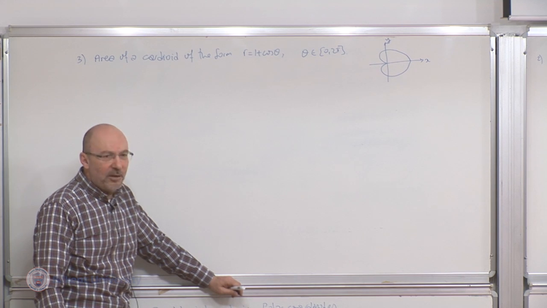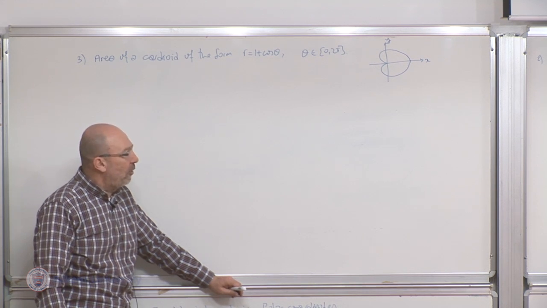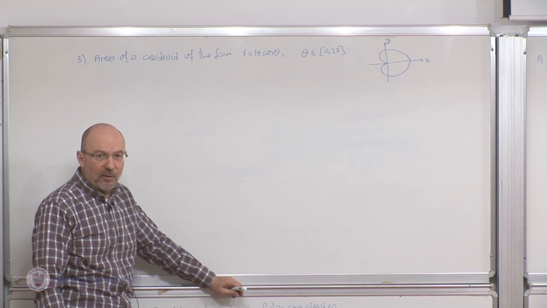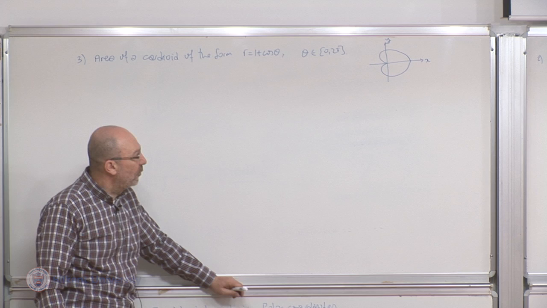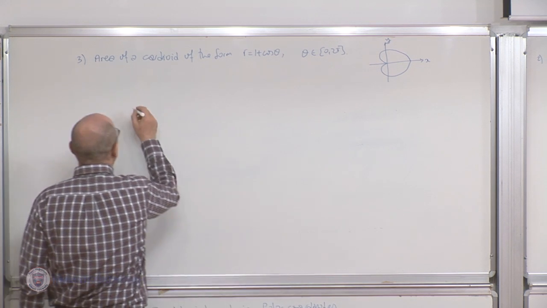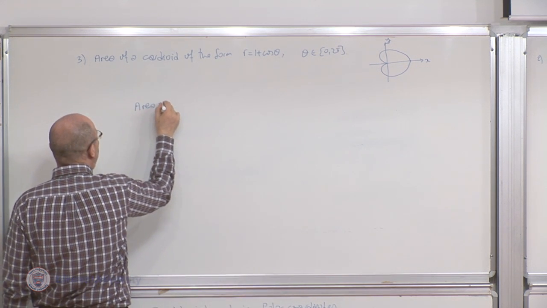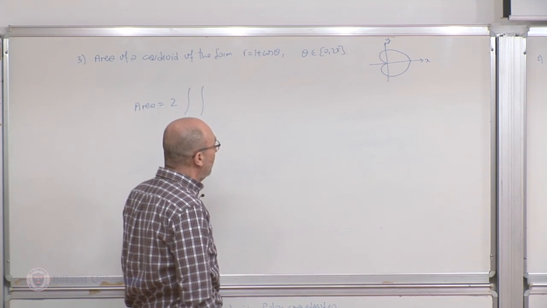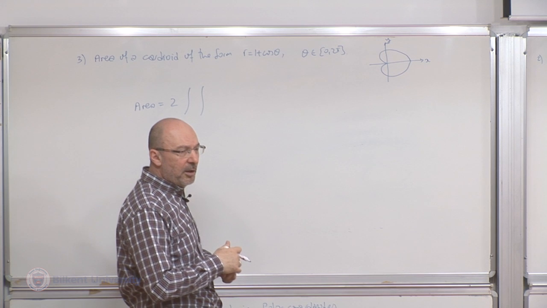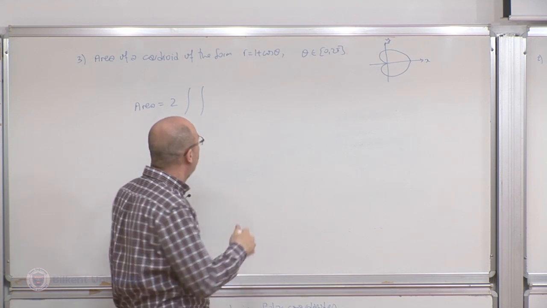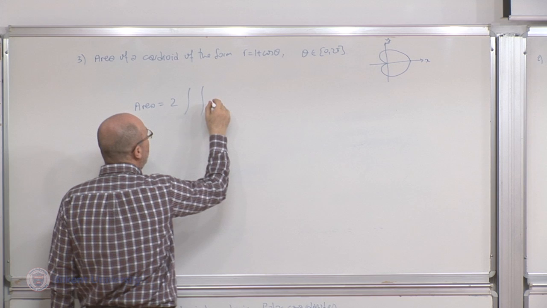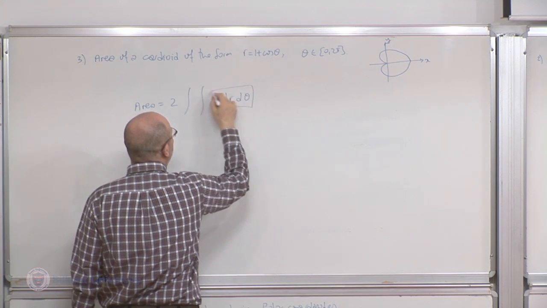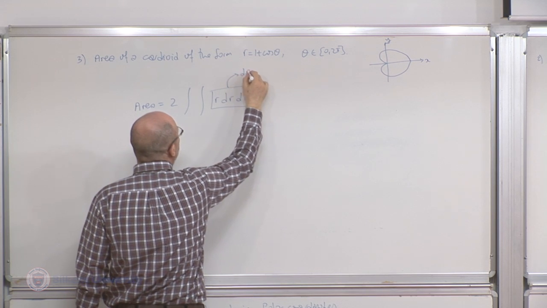Okay, so we want to find the area of this. First of all, the area is symmetric, so I'll just write the area for the upper half plane multiplied by 2. Okay, so area is 2 times integral. You integrate 1 to find the area. 1 times dA. dA is r dr d theta. So let me again remind that this is dA in polar.